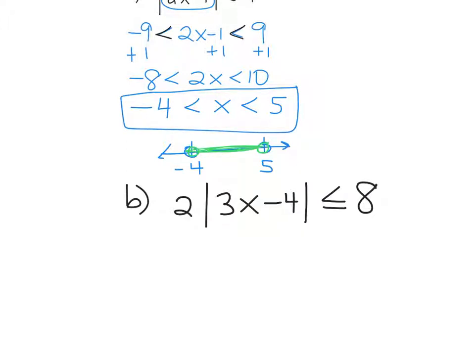2 times the absolute value of 3x minus 4 is less than or equal to 8. Now for these, and just like for solving our equations, we have to get the absolute value by itself. We need to isolate the absolute value. So let's first divide everything by 2.